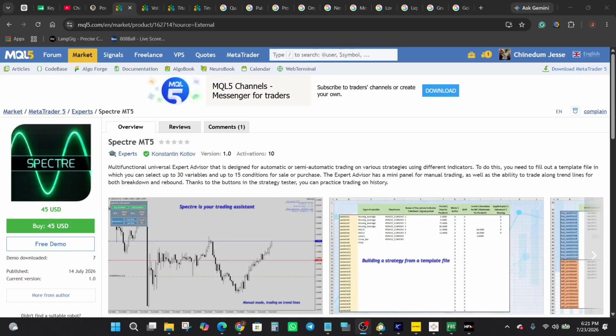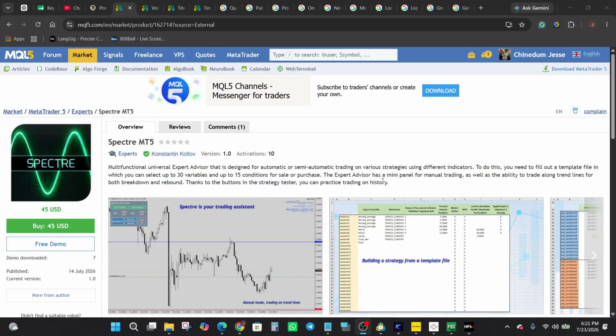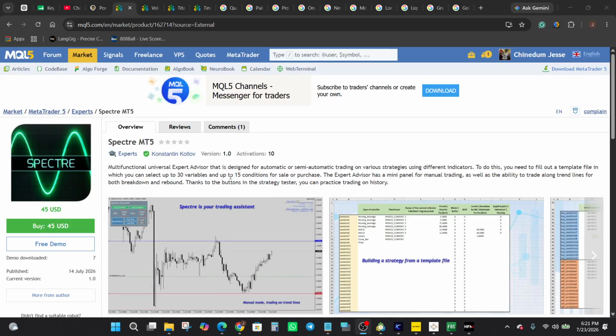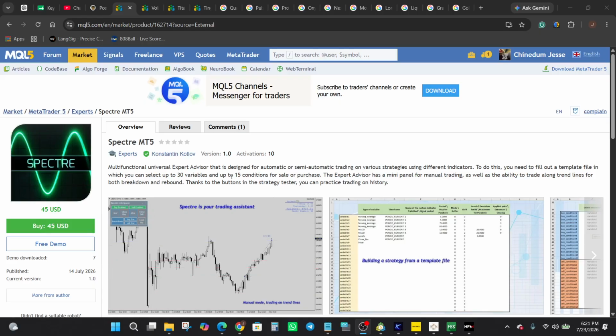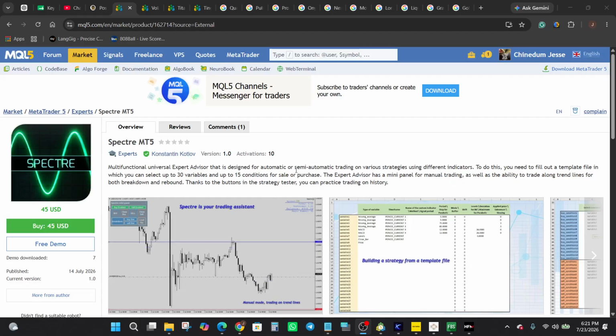Now, let us begin with what Spectre is designed to do. Unlike many commercial expert advisors that come with a fixed trading strategy, Spectre takes a very different approach. Rather than locking traders into one predefined system, it functions as a highly customizable trading framework.